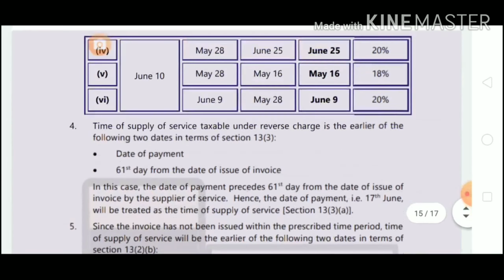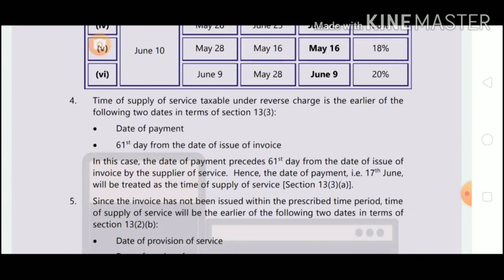Time of supply of service taxable under reverse charge is the earlier of the following two dates in terms of section 13 subsection 3. Date of payment, or 61st day from date of issue of invoice. In this case, date of payment precedes 61st day from the date of issue of invoice by the supplier. Hence, the date of payment, that is 17th June, will be treated as the time of supply of service, section 13 subsection 3 clause A.